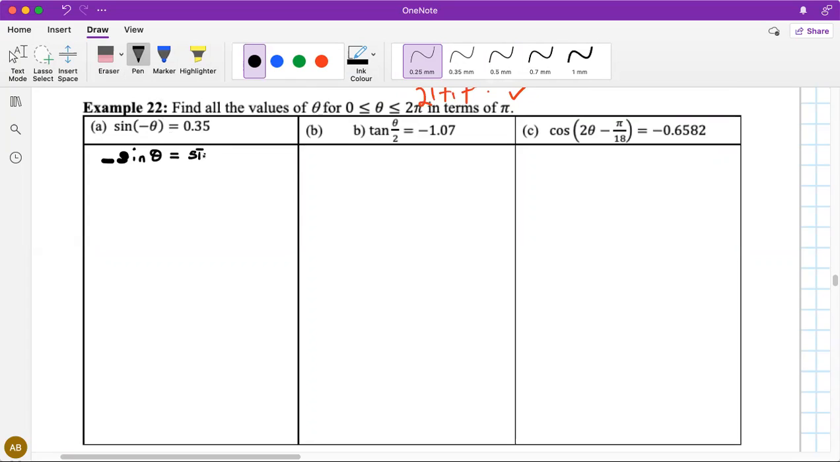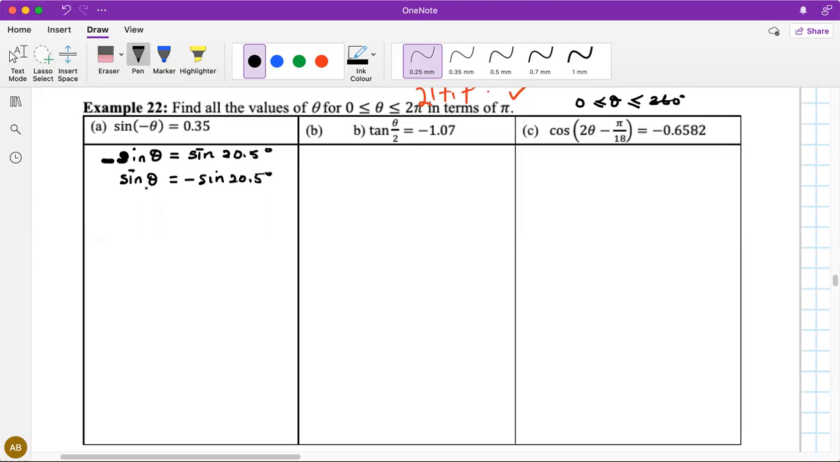So for 0.35, you use your calculator, shift sine 0.35. You should get the answer 20.5 degrees. By the way, theta is between 0 and 360 in degrees. It's easier to find the value in degrees first, then later on we will convert it into pi. So sine theta is negative sine 20.5 degrees.